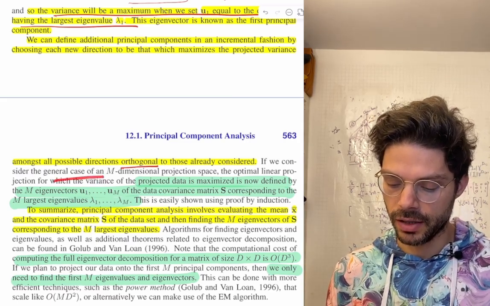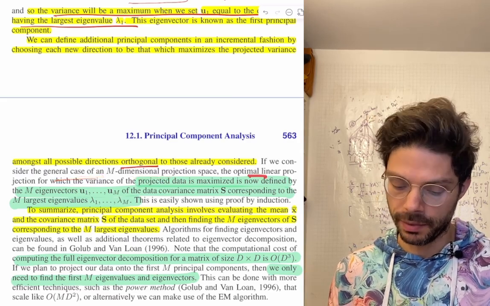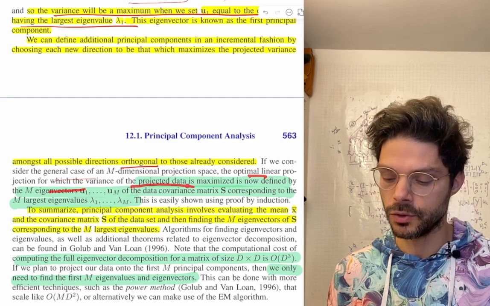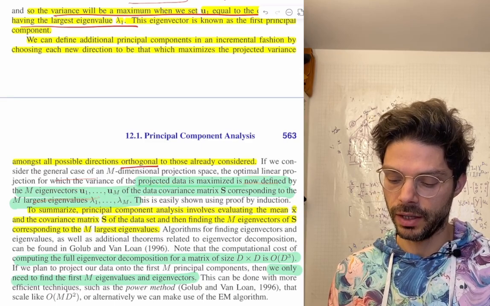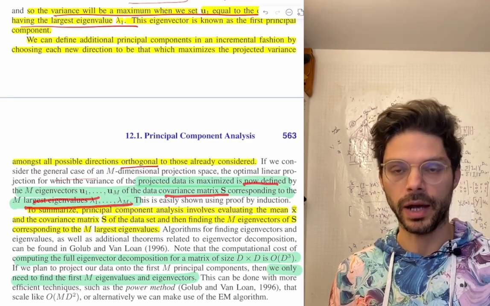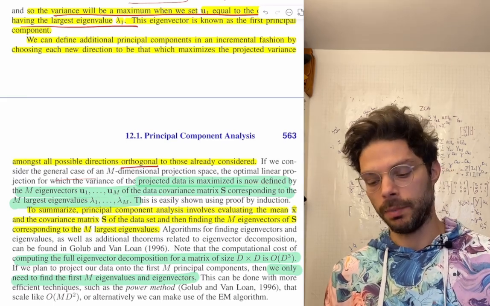And if we consider the general case of an m-dimensional projection space, the optimal linear projection for which the variance of the projected data is maximized is now defined by the m eigenvectors of the data covariance matrix corresponding to the m largest eigenvalues.